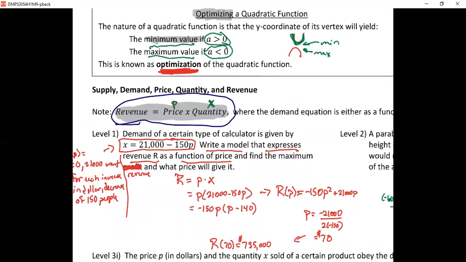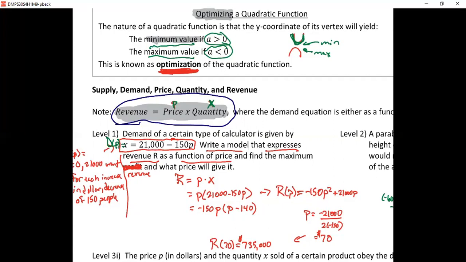Now, with that said, we have our first problem that says we have demand of a certain type of calculators given by this expression. In 3.1, we call this D of P. D of P was really replacing the idea of X, where X is the quantity. So D of P is X, and D of P is 21,000 minus 150P. What we're doing is writing a model that expresses revenue as a function of price, and then our goal is to find that maximum revenue.